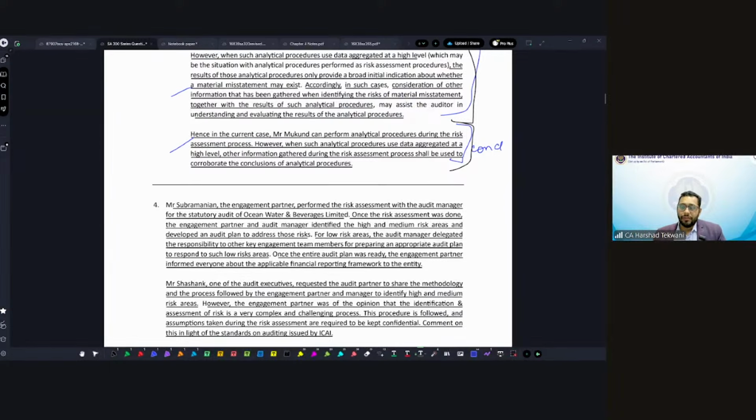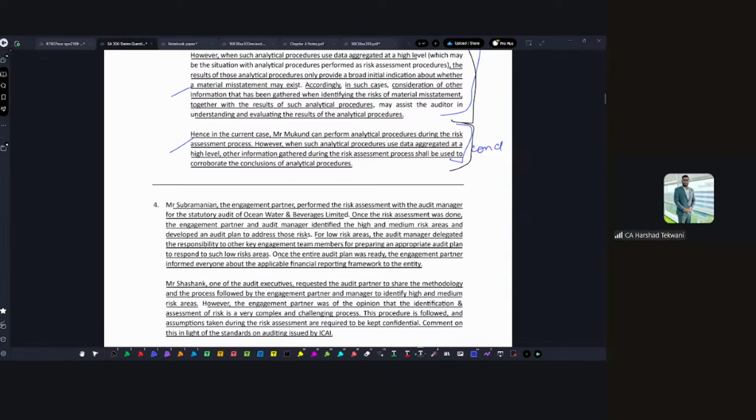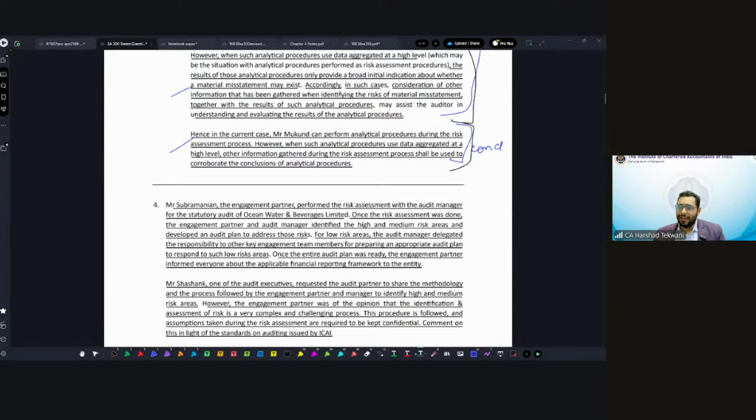What is the issue in the second paragraph? Take a minute, read again, and then tell me. No? No issues in the second paragraph? Everything fine? Very good, Sanjay. Yes, absolutely right. Absolutely correct.